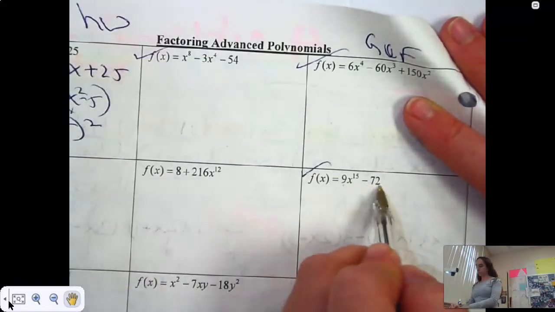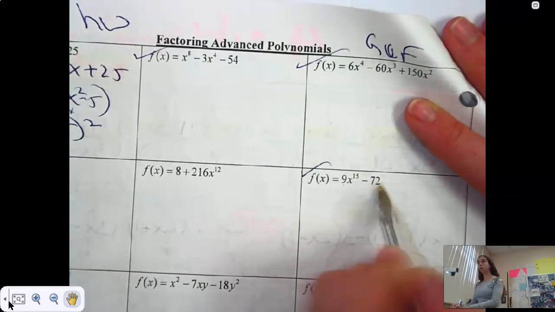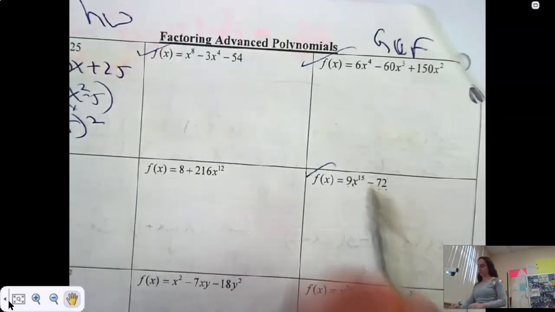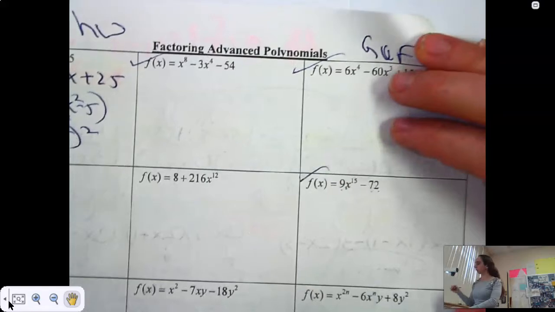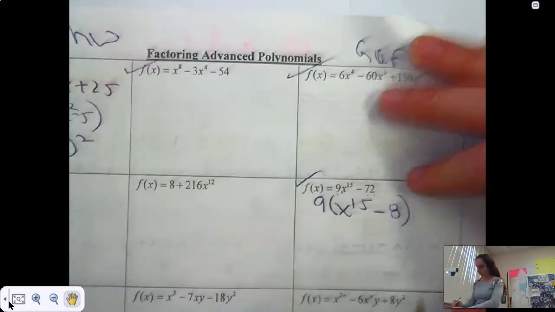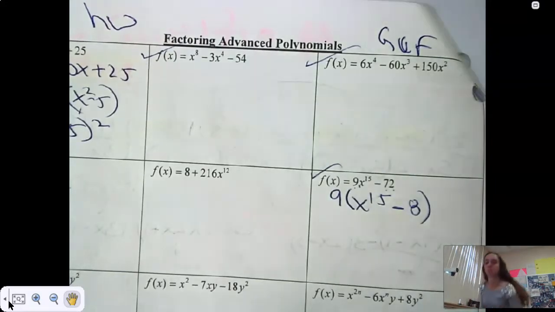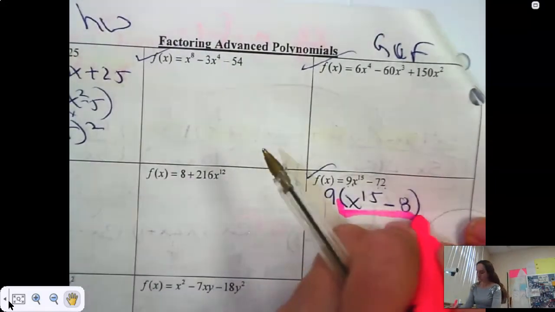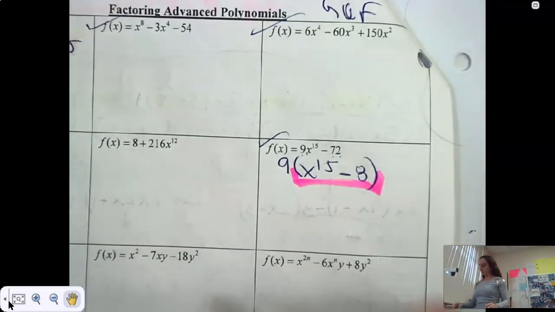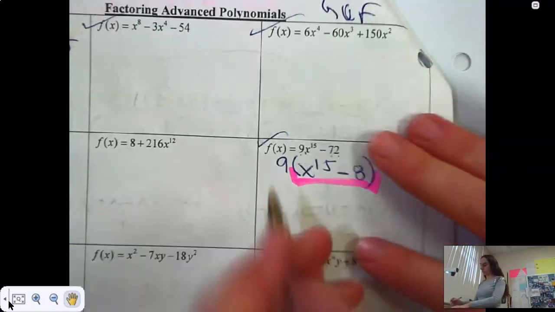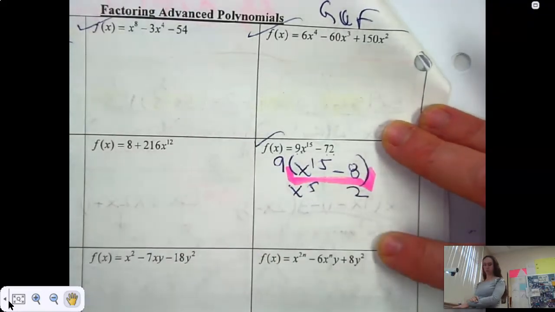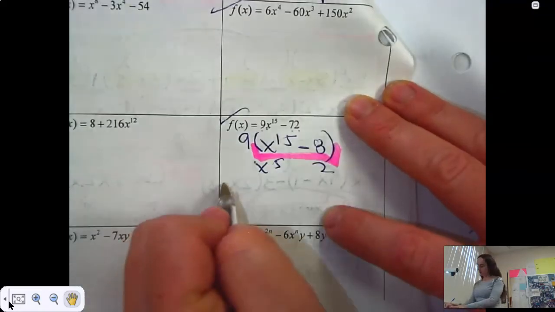So this one looks like it could be the difference of cubes or the difference of squares, but you can't take the square root of 72, but I can take out a 9. Now this is the difference of cubes. What times what times what is x to the 15th? What times what times what is 8? Okay. Now, take down the 9.